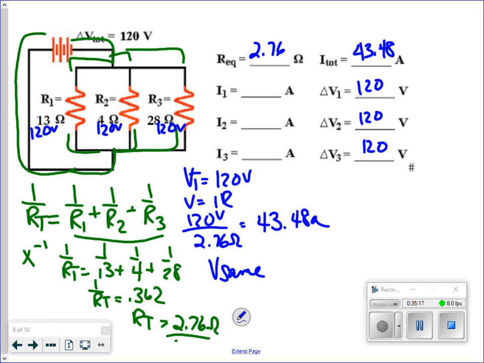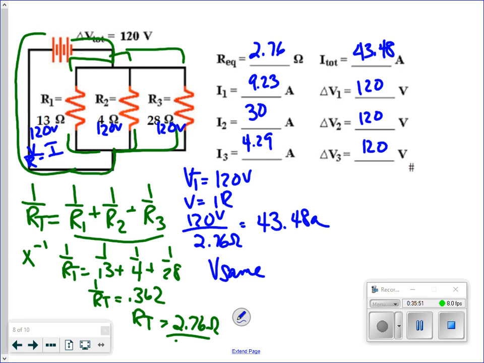So what you would do then is individually, voltage divided by resistance gives you current for each one. So I'm going to do 120 divided by 13, and that's going to be number one. So I get 9.23 amps there. And then 120 divided by 4, well, that's 30 amps. That's insane. And then 120 divided by 28 is going to be 4.29 amps. So that's how you would solve a parallel circuit.